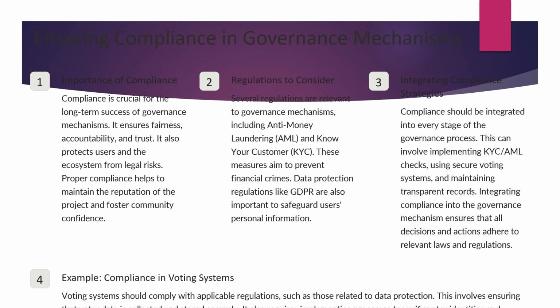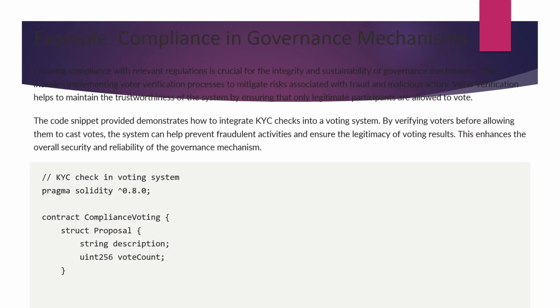So compliance is critical for governance mechanisms, ensuring fairness, accountability, and trust while protecting against legal risk. So we know about AML and KYC and data protection like GDPR. Integrating compliance strategies such as KYC in voting systems might help maintain the integrity and reputation of the projects.